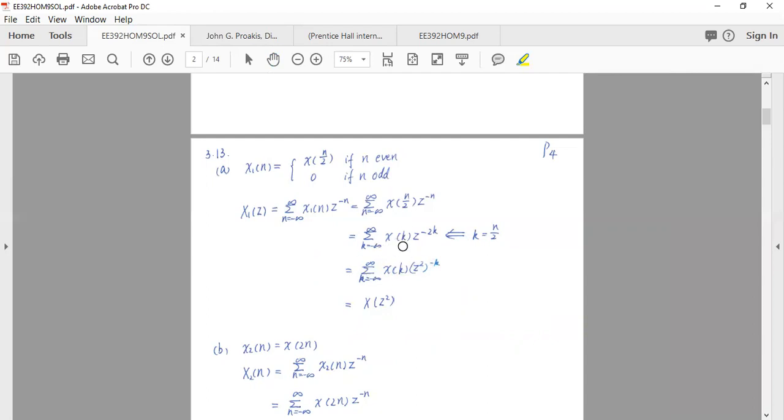We can further simplify this. We'll be getting x of k into z to the power of 2 into negative k, summed from negative infinity to positive infinity, right? So you can say that this is a z transform. Again, this is in terms of z transform, but in place of z, it is z squared. So it gave us x of z squared. So basically, x1 of z is equal to x of z squared.